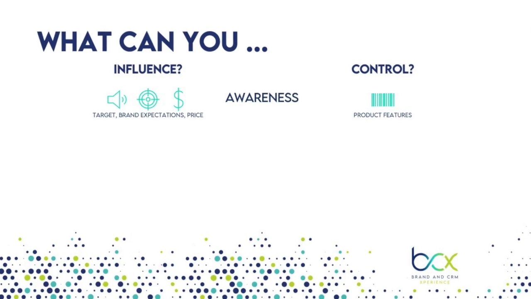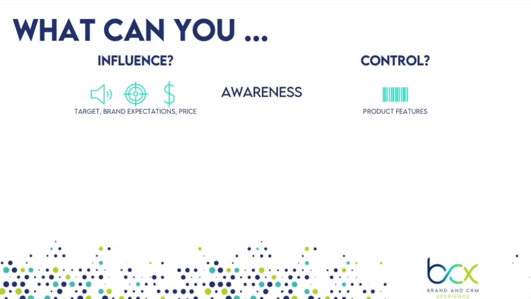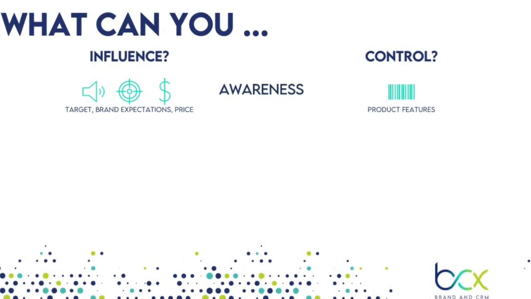Going even a step further, let's be conscious about what we can influence and what we can control. And based on your business profile, you can define which element is important to focus on, knowing your customers and knowing their channel, information, whatever needs. In the awareness phase, in the awareness loop of the purchase funnel, what you can influence is your target, your brand expectations, your price. What you can control is your product and service features.